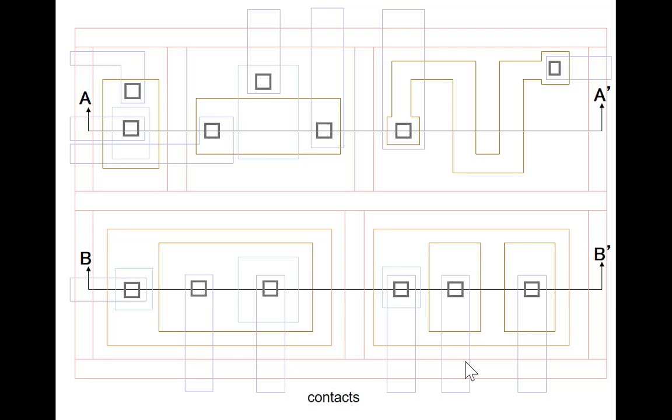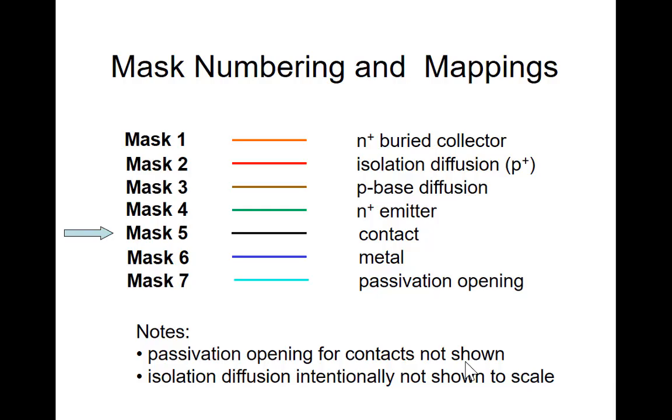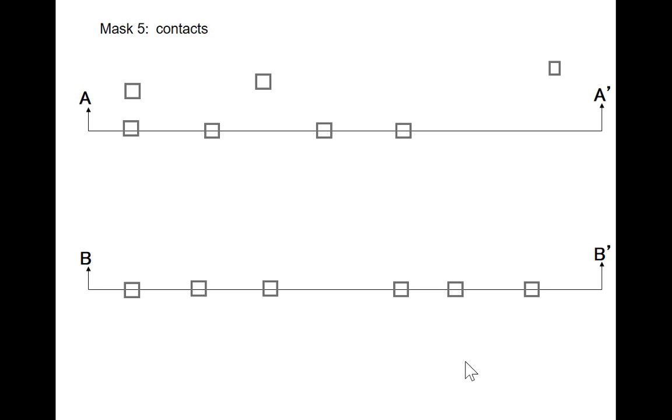Next thing we do is contacts. So that's the next mask. That's mask number 5. And here's where the contact openings are going to be. These contacts are going to allow us to make contact from metal that we put down to a layer underneath, much like in the MOS process.